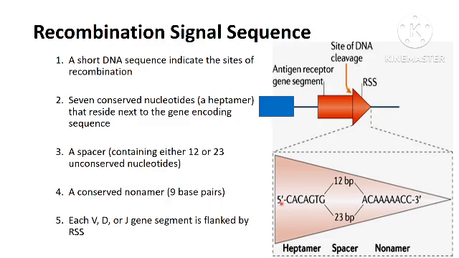One more thing to remember is that the 5' heptamer and 3' nonamer are conserved nucleotides. That means the sequence remains constant. Whereas the 12 base pair or 23 base pair spacer is unconserved. Like it can have variable combinations of nucleotides in between. As we have already seen, each V, D or J gene segment is flanked by a recombination signal sequence.